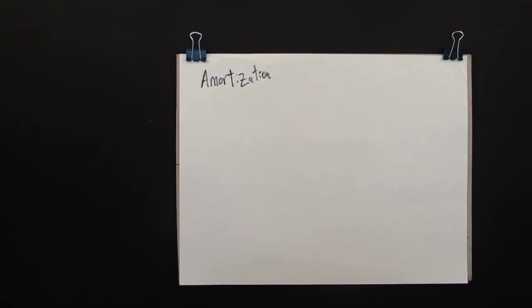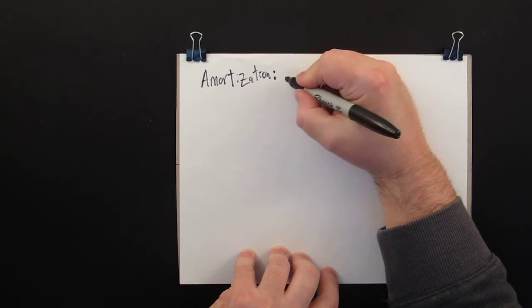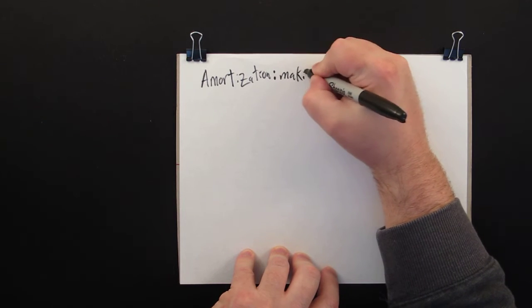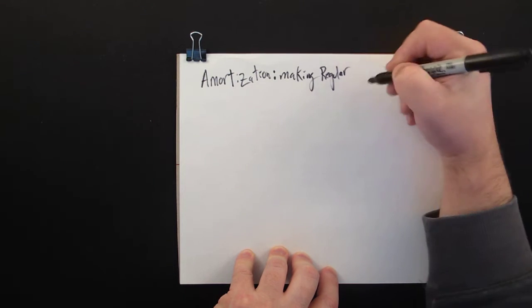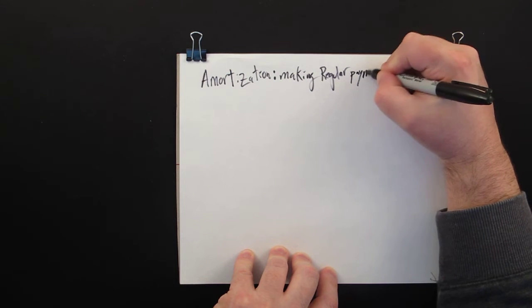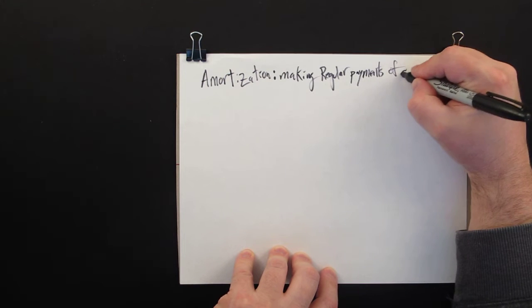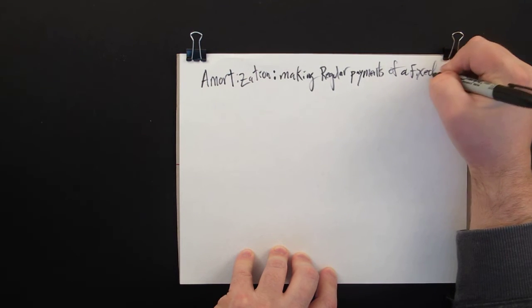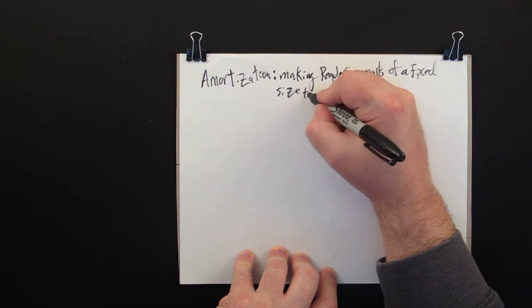Amortization. So this is the process of making regular payments of a fixed size to repay a debt.